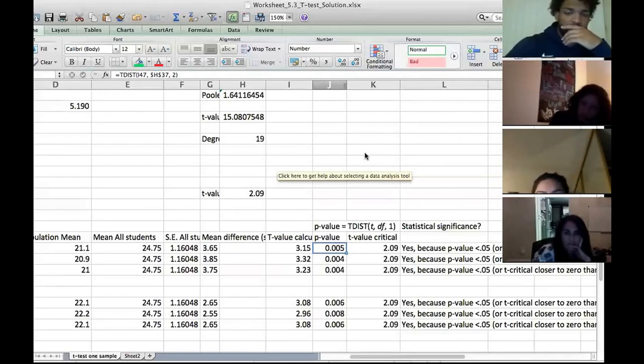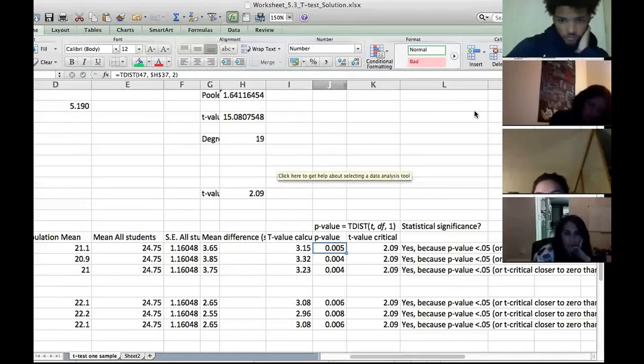So Susie is saying we reject. Who else is saying we reject? Jack, Kara says reject. Everyone should be saying reject the null, right?